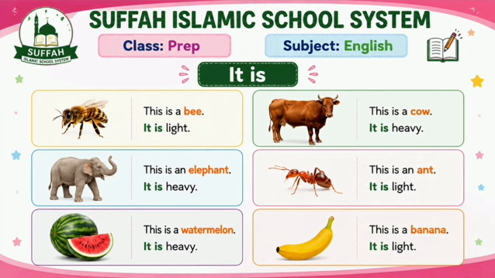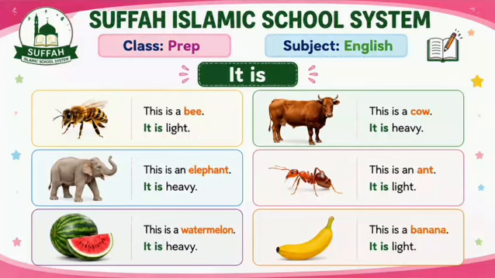So here we are going to learn the use of it is. In the first picture, this is a bee. Next we have the quality of the bee: light. The bee is light. So here we are going to describe its quality. We use it is light.